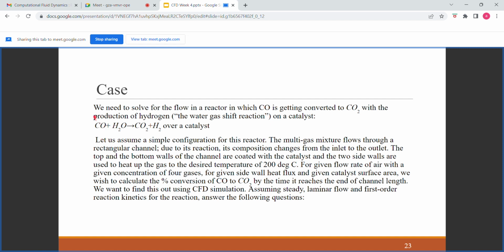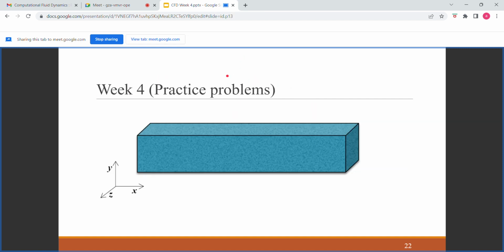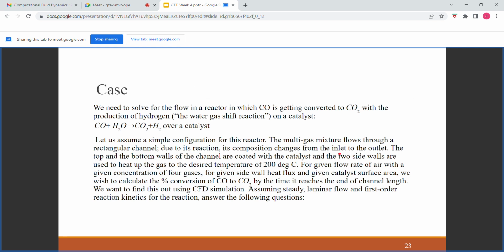Due to the reaction, its composition changes from the inlet to the outlet. So basically the reactant is entering on this side and leaving on this side, we are assuming. The catalyst is coated on the top and bottom walls. So the reactant concentration and the product concentration vary between the inlet and the outlet.